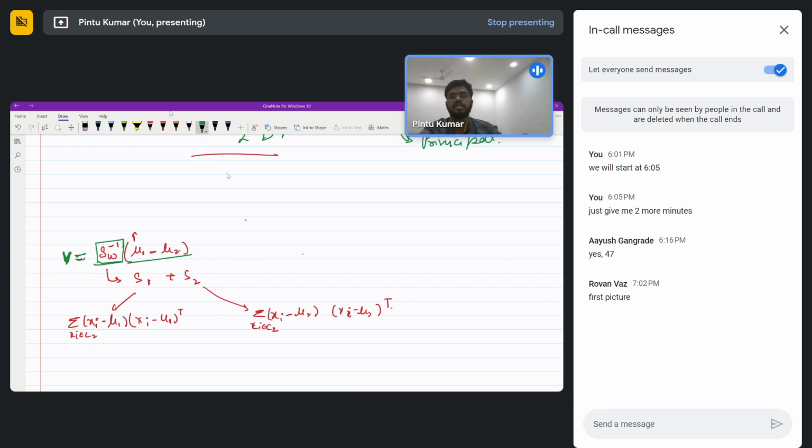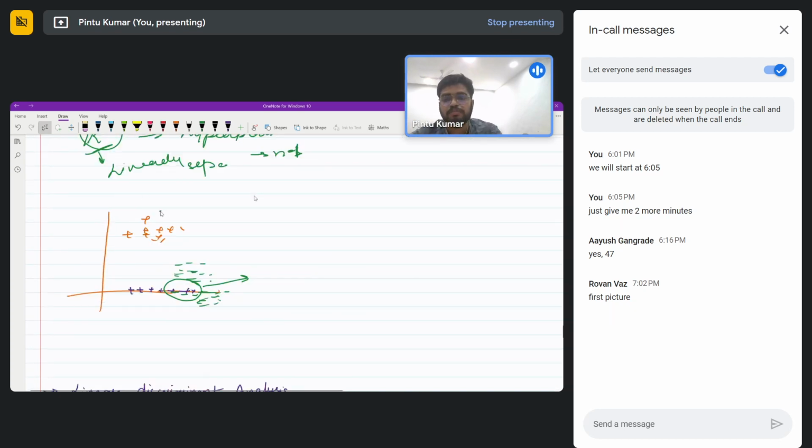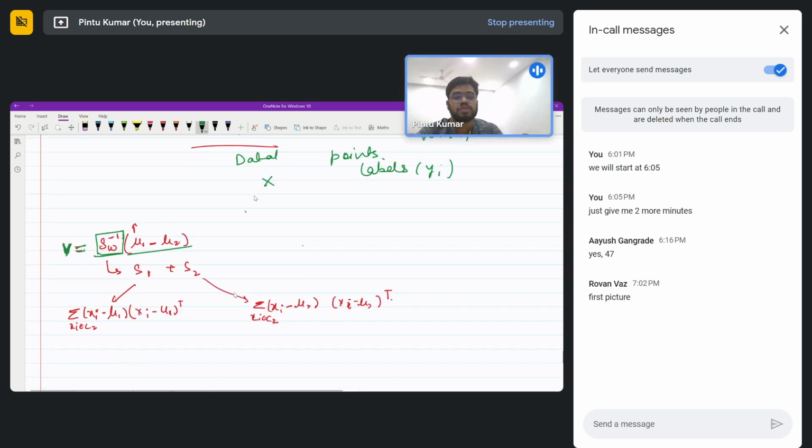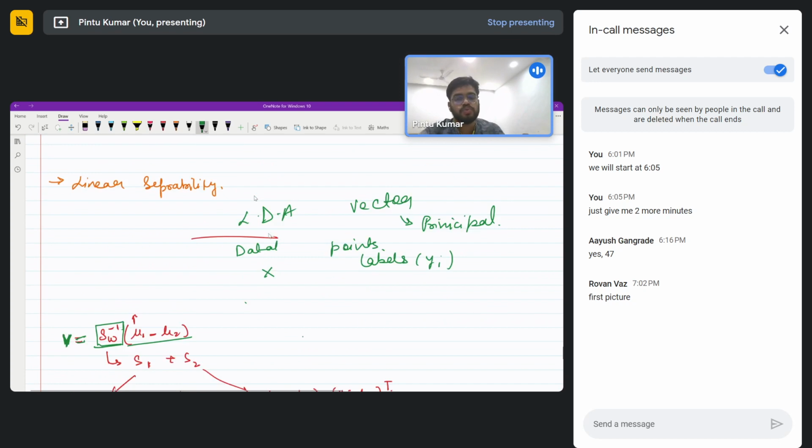So let's say you have some data points, and some x as well as some labels, which are called yi. If you look at this motivation, this had some +1 label, some -1 label associated with it. So these have some labels with them, right? Now what you do is you form two classes using it.